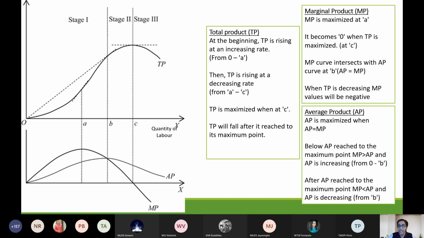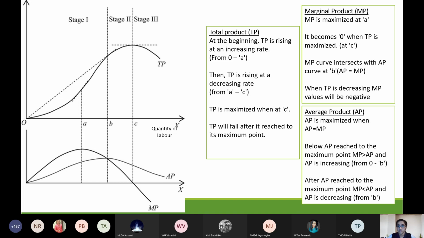Average production, AP, is maximized when AP equals MP. The point where AP and MP intersect is where we get the maximum AP. Here, if you can see, AP and MP intersect, and over there is the AP maximum value. And below the point where AP reaches its maximum, MP is greater than AP.